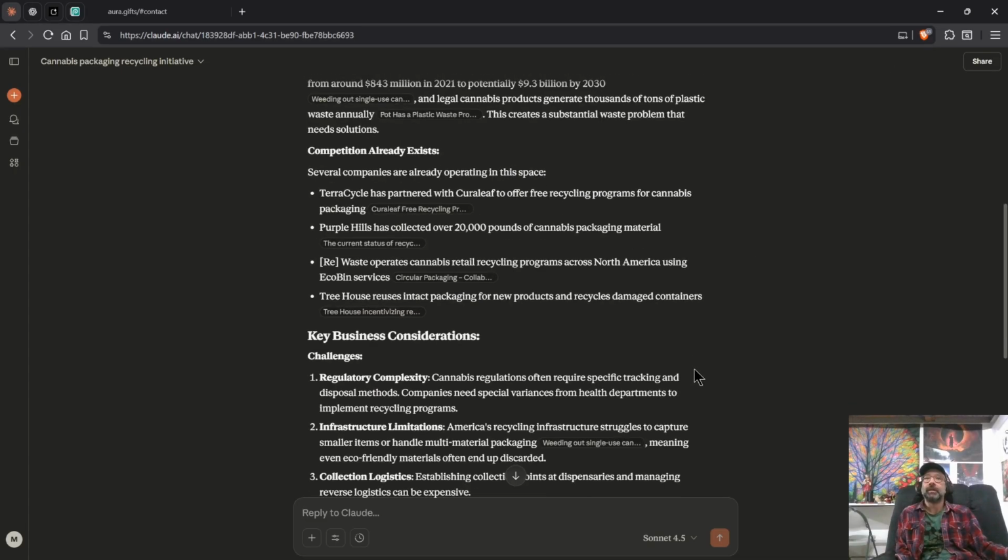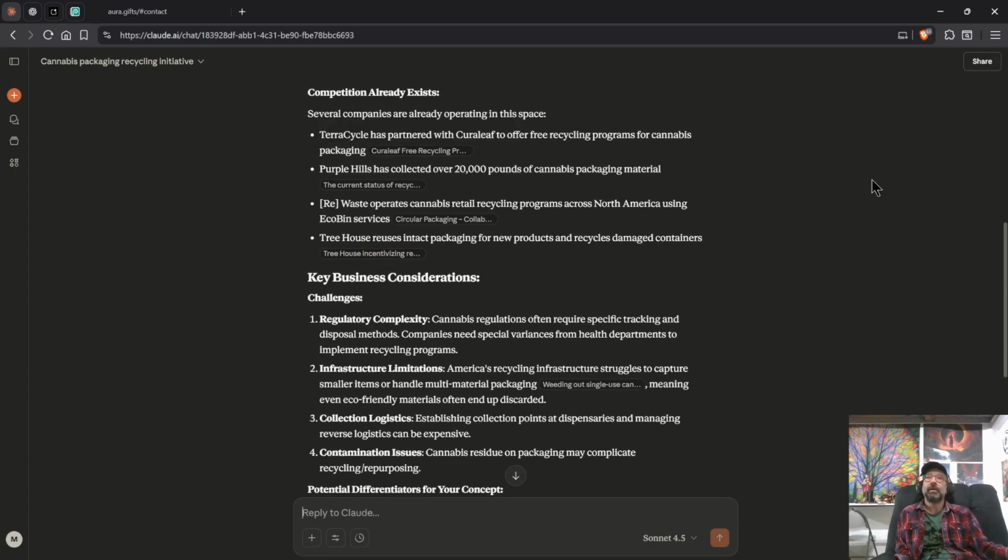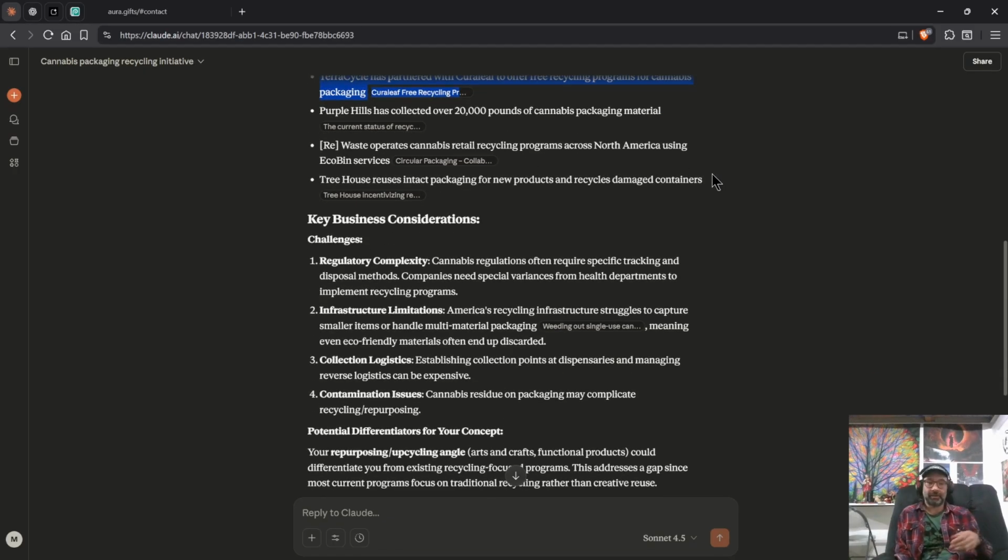Competition already exists. Okay, this is what I want to know. TerraCycle has partnered with Curaleaf to offer free recycling programs for cannabis packaging. Those are probably the ones that you see in the dispensary. That's not what I'm trying to do. I want to actually recover those, not the materials, but those full intact packages, the ones that still work, and the ones that can be cleaned up and repurposed the best. Like glass, there's a lot of them that are made of glass, and glass is not cheap. And that's all getting thrown away. My order of preference would be probably glass, metal, plastic. And then the packaging, the tear open packages, you can't really do anything with that I can think of.